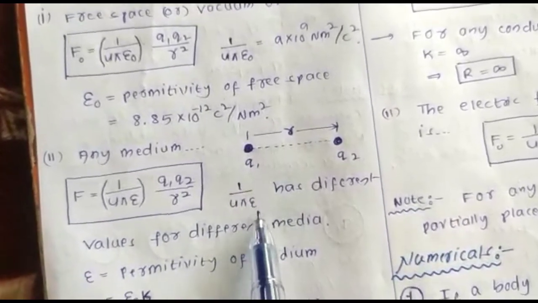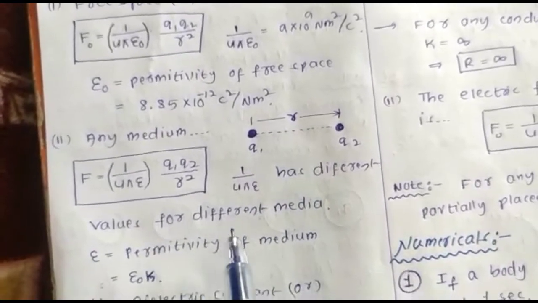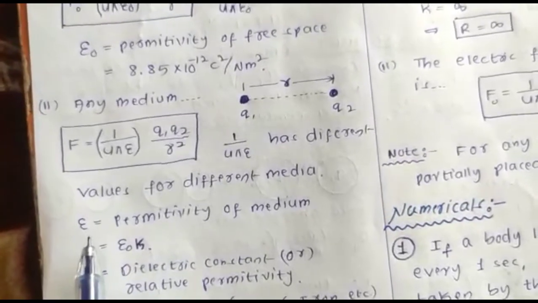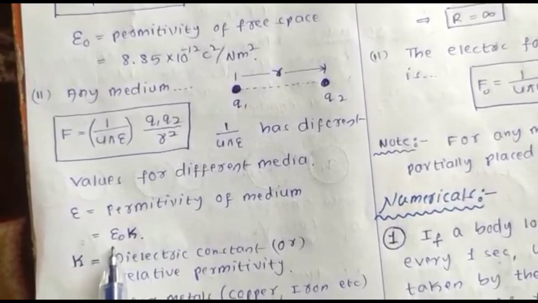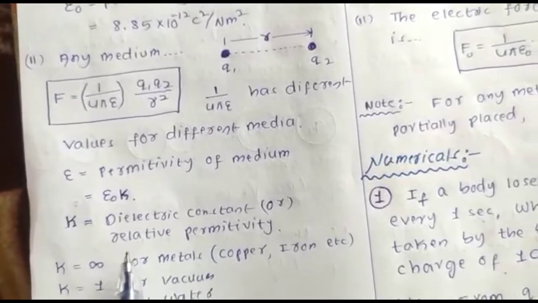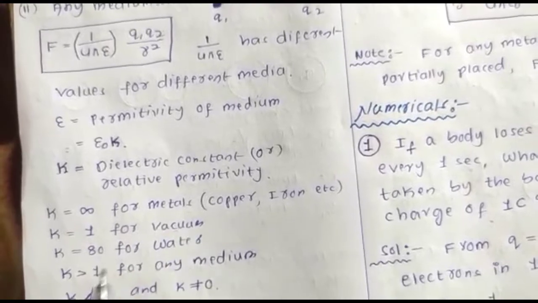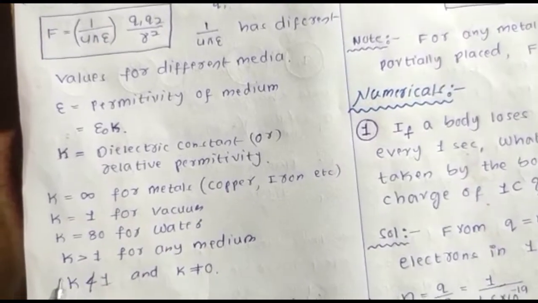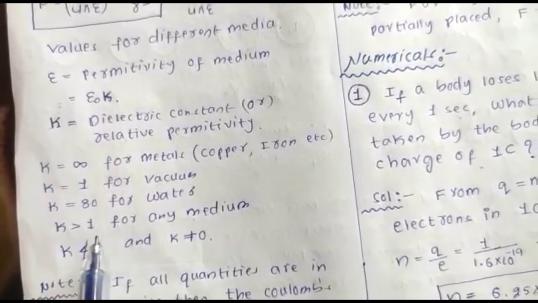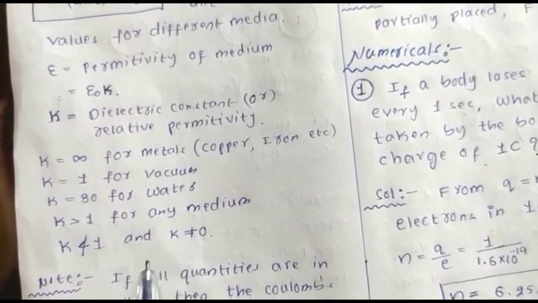Here 1 by 4 pi epsilon does not have a fixed value; it has different values for different media. In terms of the permittivity of free space, the permittivity of the medium can be expressed as epsilon equals epsilon naught into K. Here K is called the dielectric constant, also called relative permittivity. K is equal to infinity for metals, 1 for vacuum, and 80 for water. The K value is always greater than 1 for media, it is never less than 1, and K is never equal to 0.